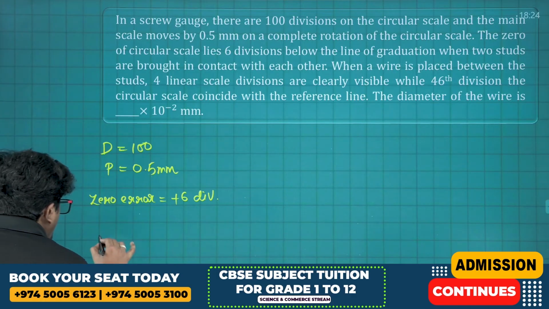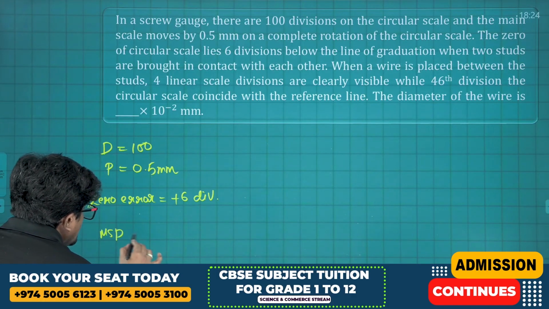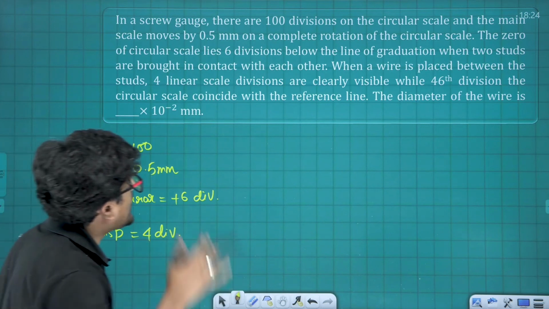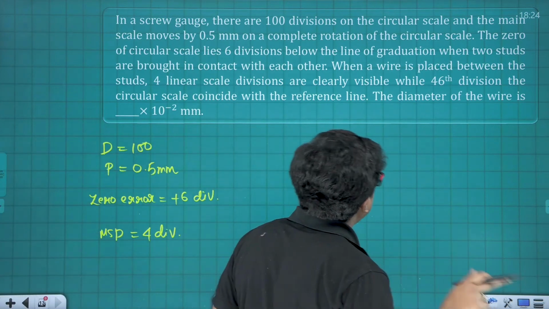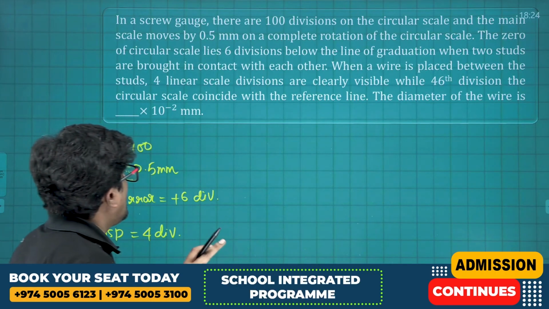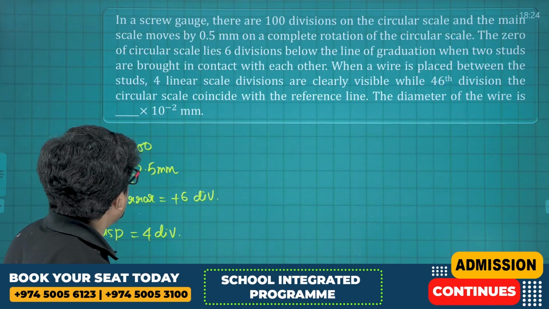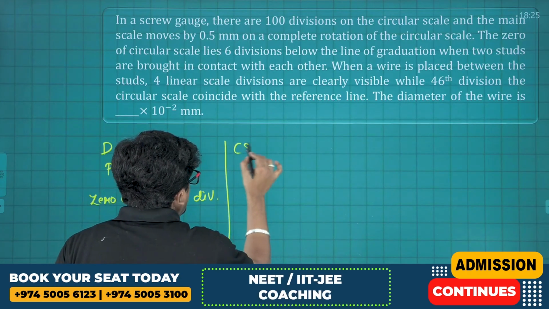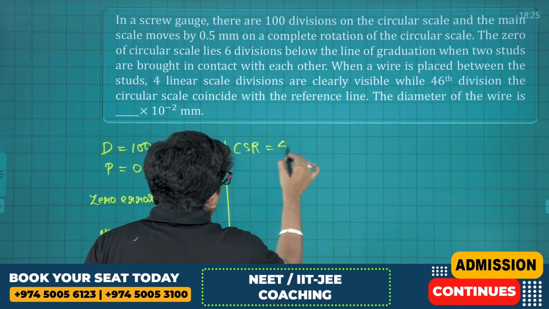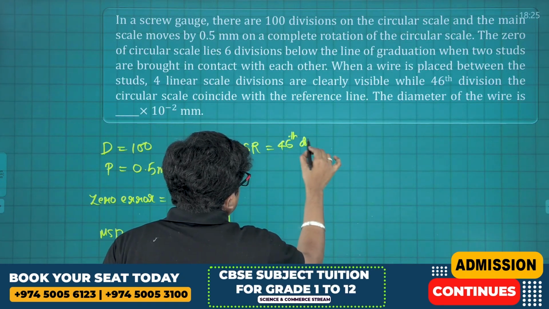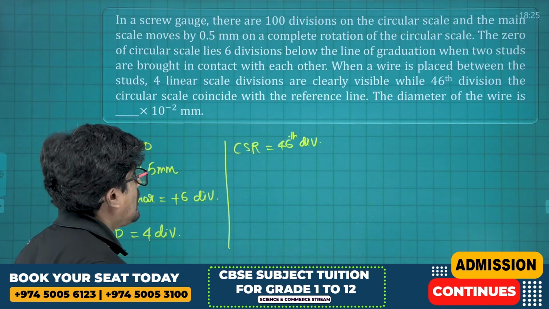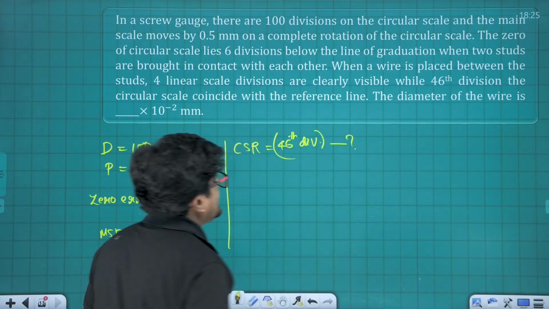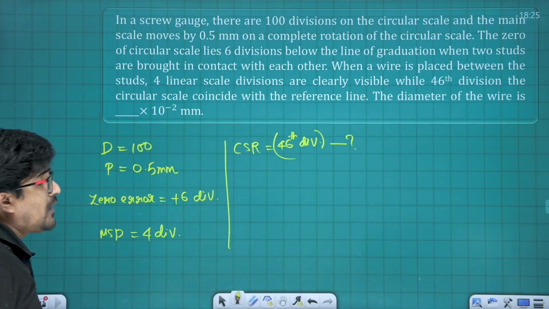Now when a wire is placed between the studs, 4 linear scale divisions are clearly visible. So the main scale reading is 4 divisions, while the 46th division of the circular scale coincides with the reference line. And what about the circular scale reading? The 46th division is coinciding. So we need to get the circular scale reading here. Now finally, the diameter of the wire is the question.